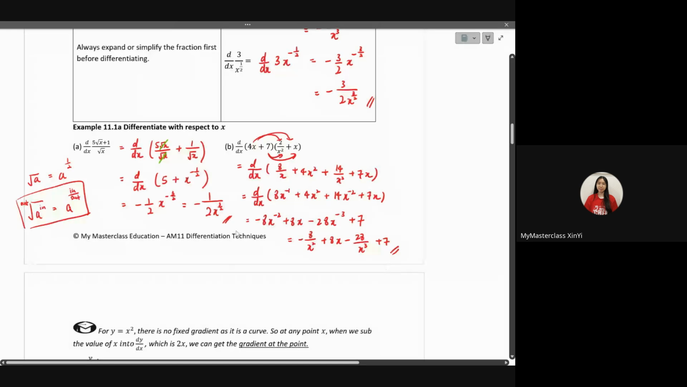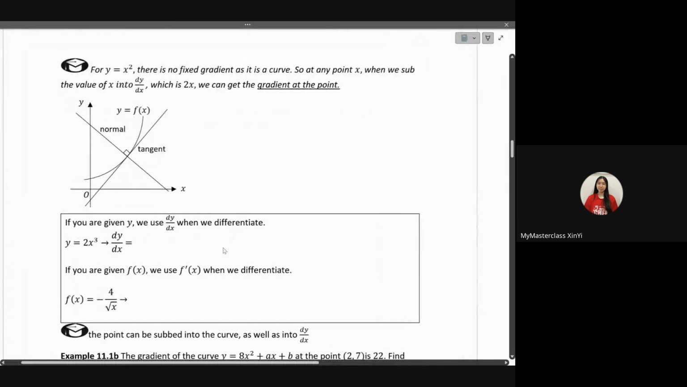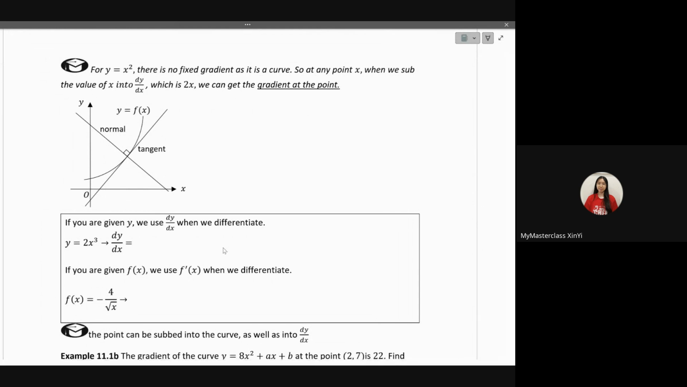Okay. So this one is just the technique itself. So now I'm going to tell you what it means generally. Just now briefly I said, your dy/dx is actually a gradient function for your curve. Because for a curve at every different point, your gradient is different. So that's why it's a gradient function.